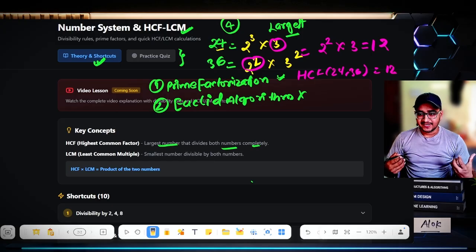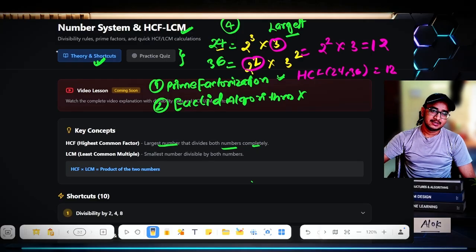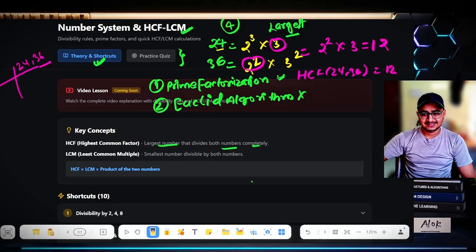In this way you can find out the HCF of the numbers, but when you are giving the examination, you need to keep in mind that you have to solve this with the help of the divisibility rule method. In this way, you can find out HCF. Simply, this is a theoretical way to find out HCF, I'm not saying LCM.